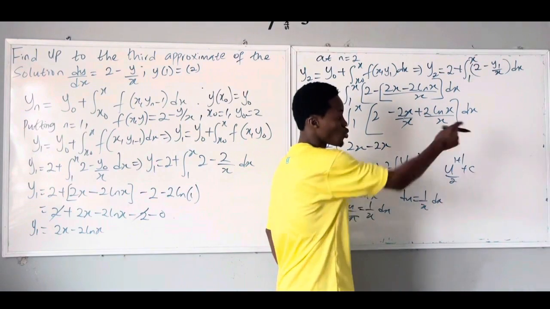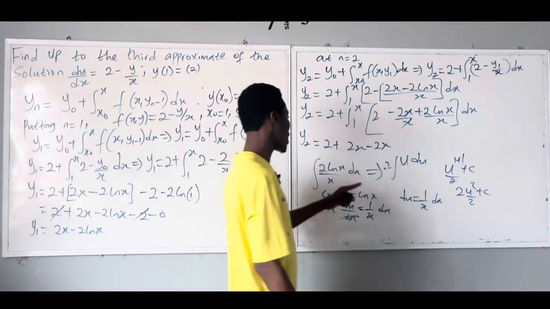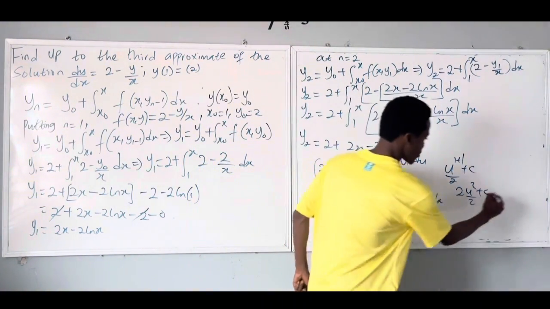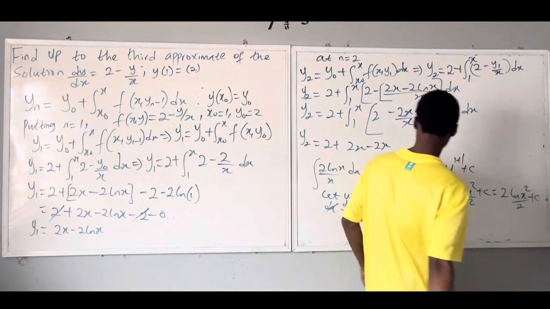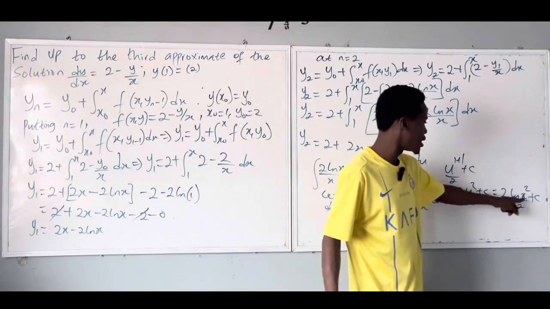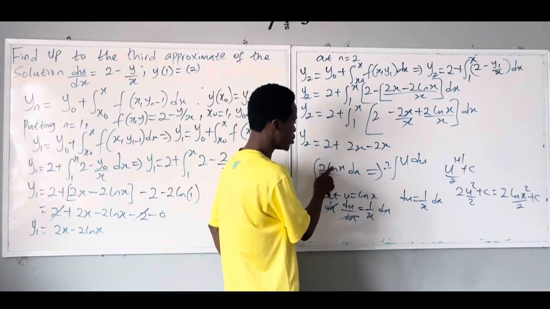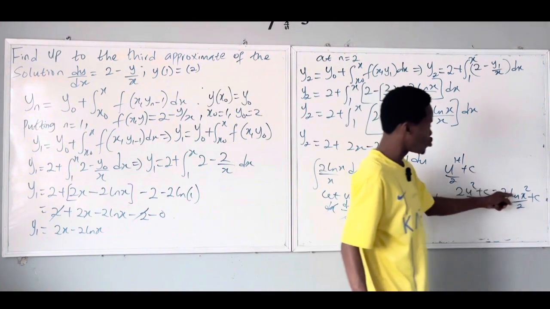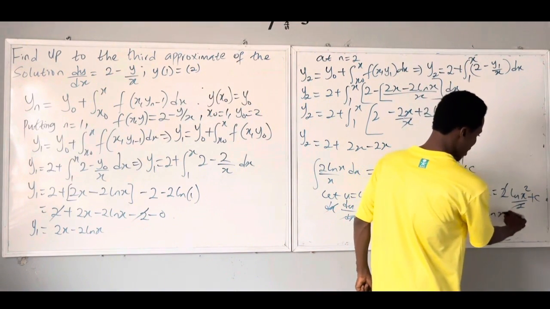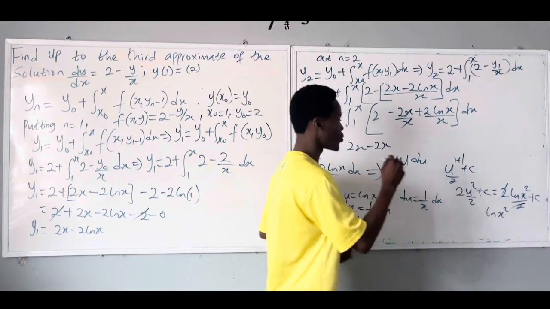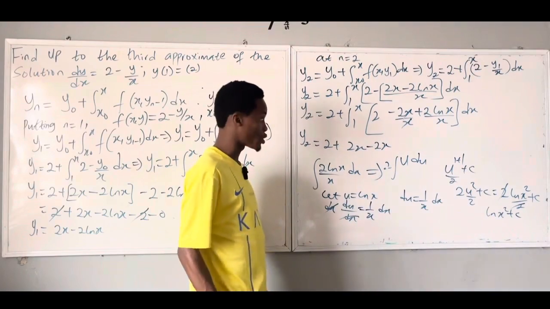So 2 is outside here, and 2 will multiply this. I'm going to have 2u squared all over 2 plus c. But here, what do we have as u? This is ln s. So I'm going to have 2 ln s squared all over 2 plus c. So if I integrate 2 ln s over s, I'm going to have 2 ln s squared over 2. But here 2 will cancel 2, so I'm going to have ln s squared. So if I integrate this, I'm going to have ln s squared plus c.